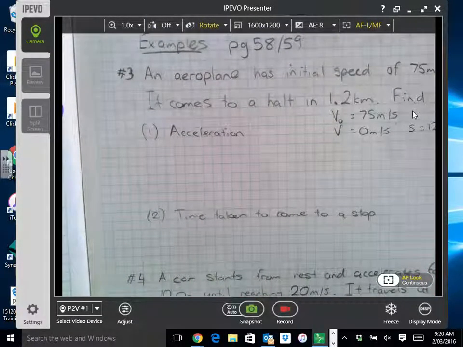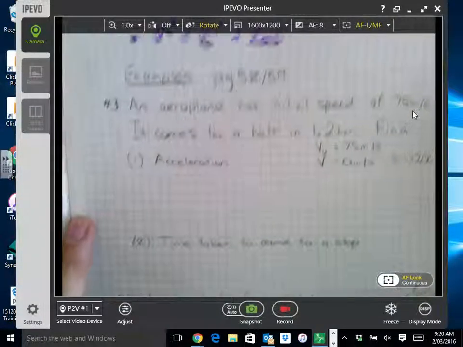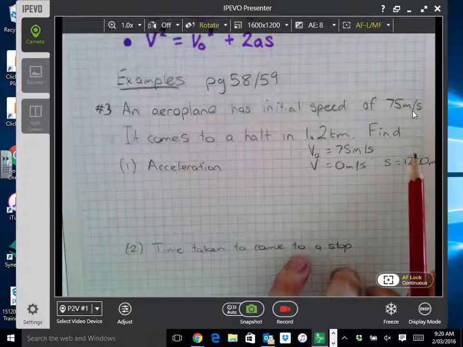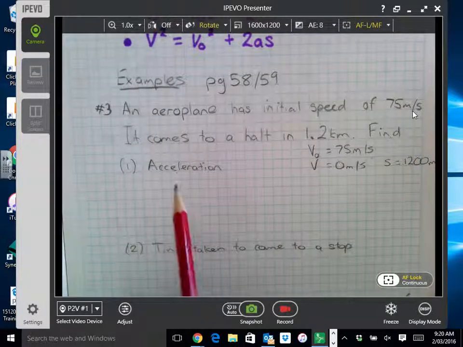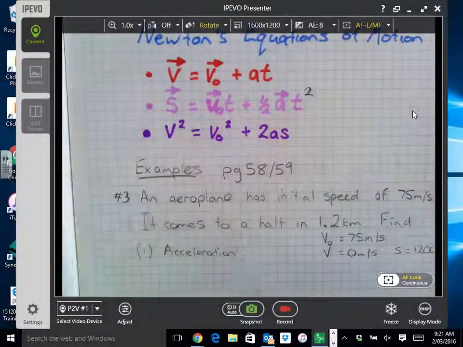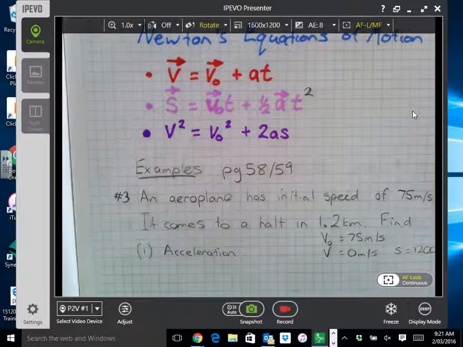Anywho, okay, so acceleration now. So that's what we've got. We've got V naught, we've got V, we've got S, and we want to solve for A. Okay, so let's have a look at our list. And just in the order we're given here, who can tell me which equation should I use? Number one. Let's have a look at number one.